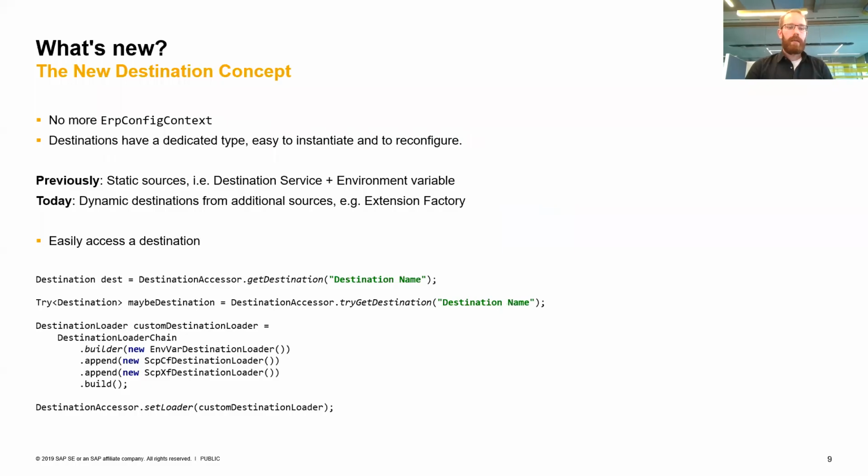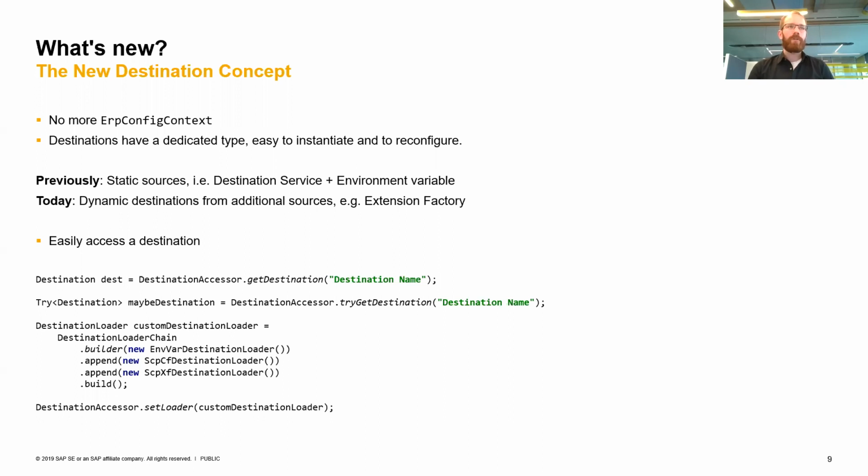Coming now to the already mentioned destination concept. What you always saw when you worked with destinations and the S4HANA VDM was that you always needed an ERP config context which wrapped a destination name that you provided. This is now completely dropped. Now you create or retrieve your destination manually beforehand, but then you have everything in hand. You can do with the destination what you want, wrap it in whatever you want, and pass it into the S4HANA VDM, as an example use case. The ERP config context is now gone.